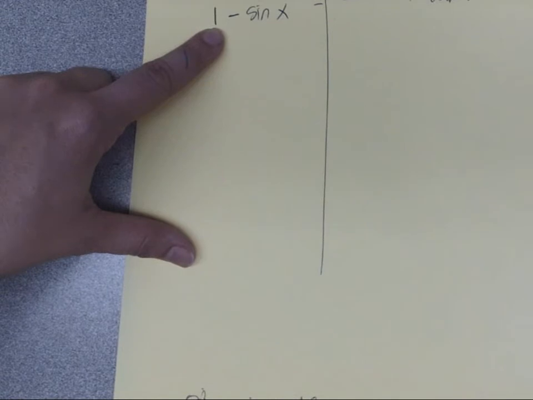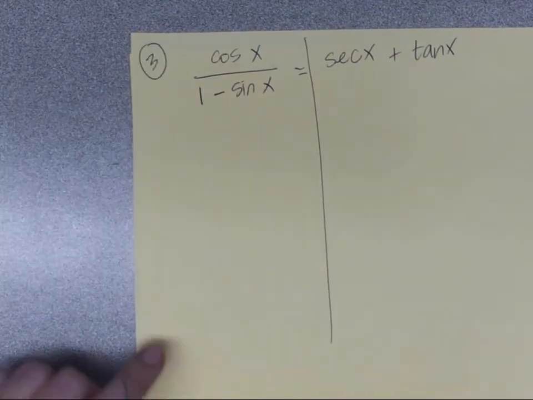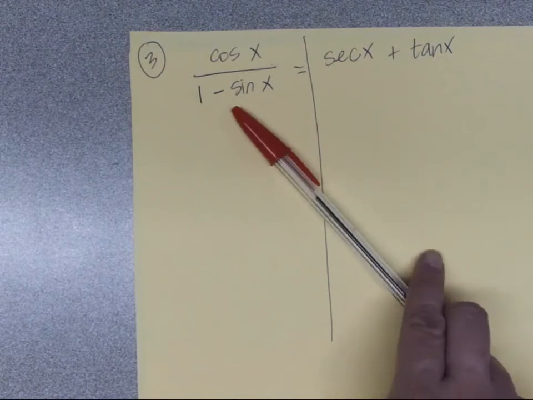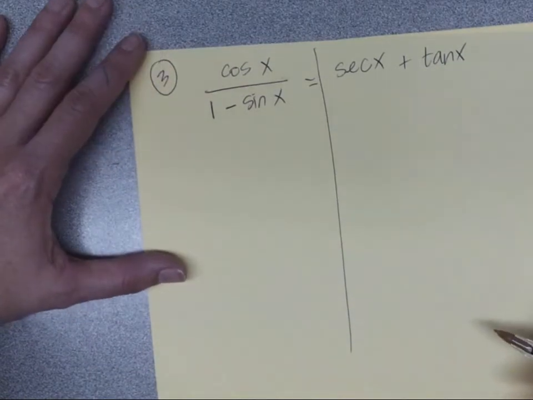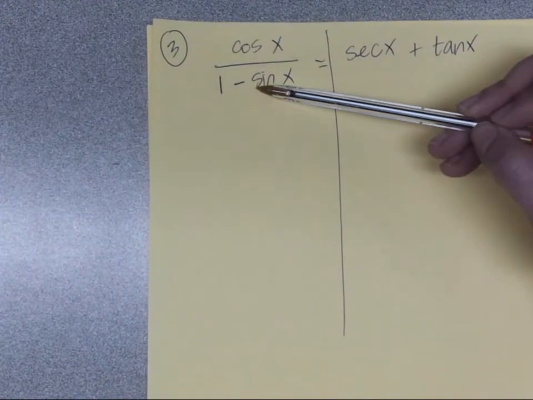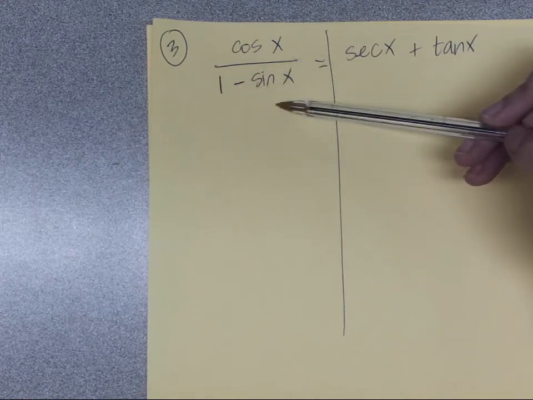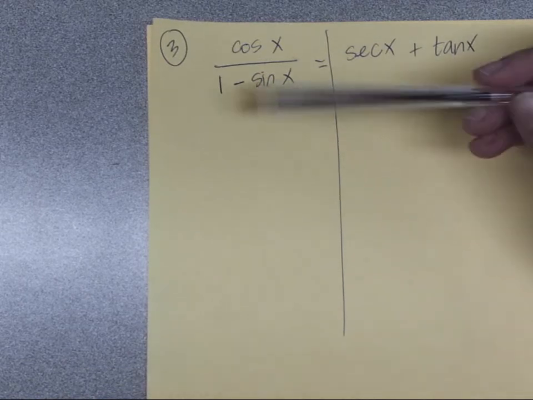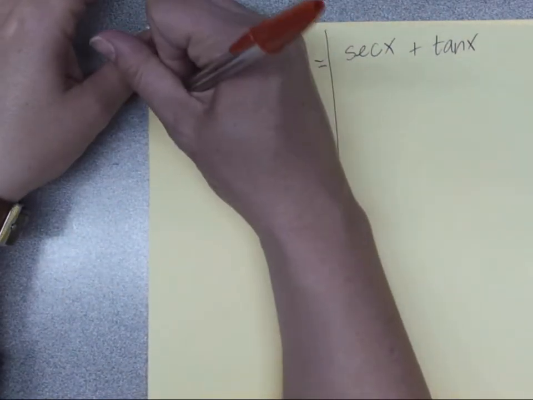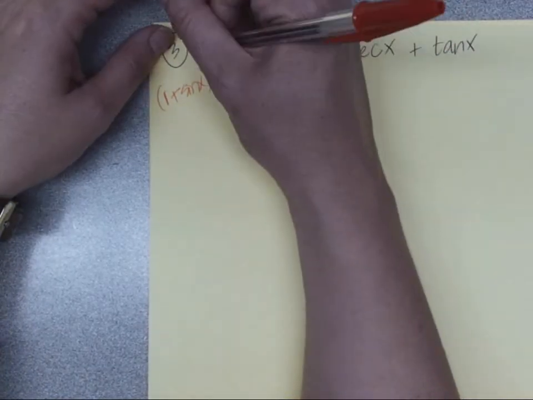Okay, so I'm going to do that here. I'm going to multiply this by the conjugate of the bottom, because it's going to help me out a little bit in this case. The thought process here is, if I multiply by the conjugate, I would end up with 1 minus sine squared x, and I know 1 minus sine squared x is cosine squared x. And so it's going to make that bottom a little bit nicer. So to multiply by the conjugate is 1 plus sine x. And whatever you do to the bottom, you have to also do to the top.